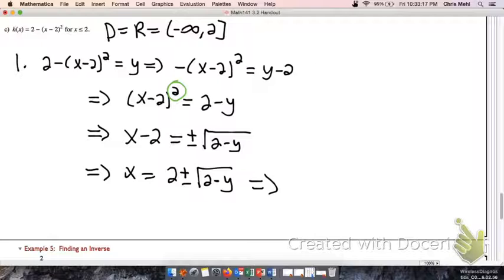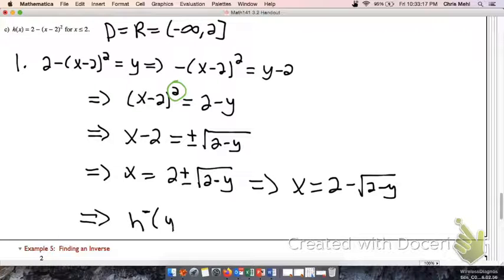Okay, so x can only be 2 or less. The only way for x to be 2 or smaller is if you choose the negative sign. The square root of 2 minus y for the appropriate y values is going to be positive, so I have to make sure that my x values are 2 or smaller, so I have to choose the negative sign. And then the last step would be replacing x with h inverse of y, and that would be 2 minus the square root of 2 minus y.